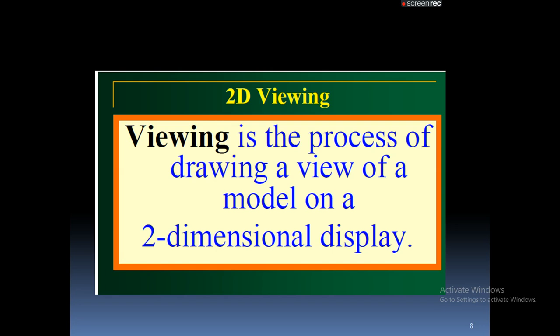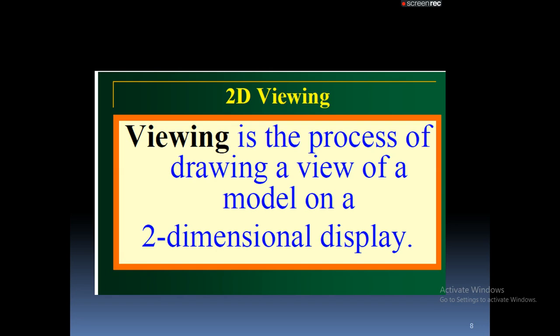After creating the object, next we need to view that object on the screen of the monitor. Viewing the object on the screen of the monitor is nothing but displaying the already created image on the screen. That concept is called two-dimensional viewing. Two-dimensional viewing is nothing but displaying the image on the screen of the monitor. The definition says that viewing is the process of drawing, drawing meaning displaying, a view of a model on a two-dimensional display.